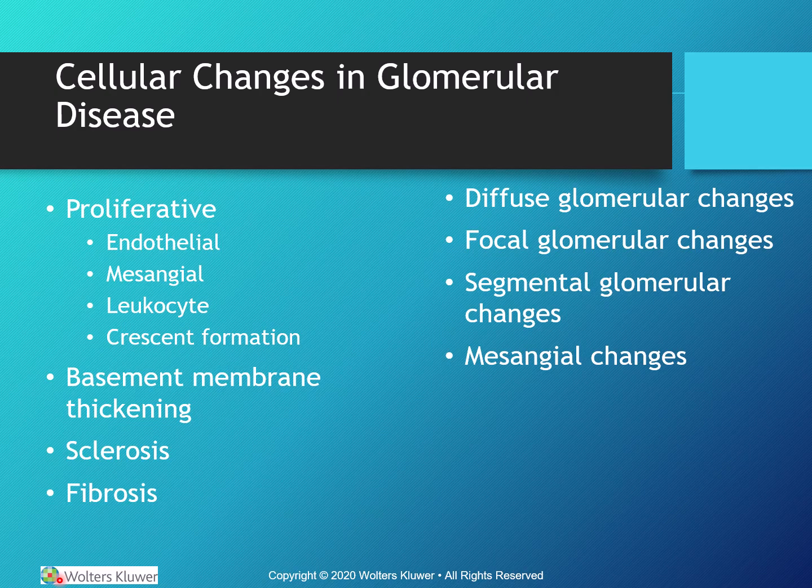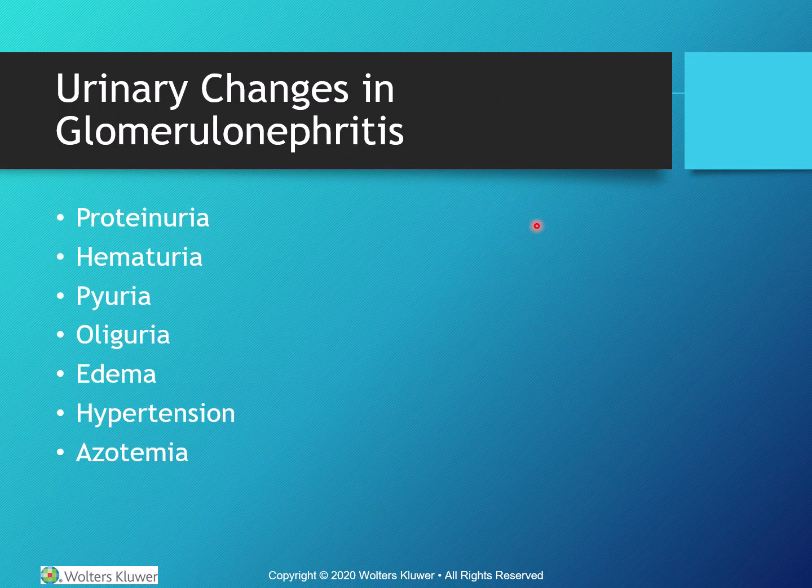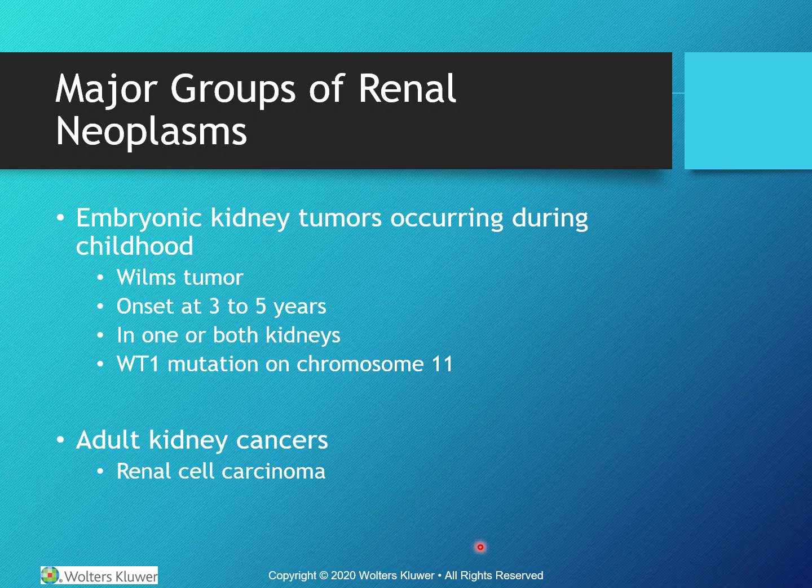So there are a lot of cellular changes that we see at the glomerular level in these patients. We can see things like thickening of the basement membranes themselves. We can see sclerosis or fibrosis of those tissues over time. And this leads to things like leaking of protein or blood into the urine. It can lead to, again, hypertension and the development of increased nitrogenous waste in the serum itself.